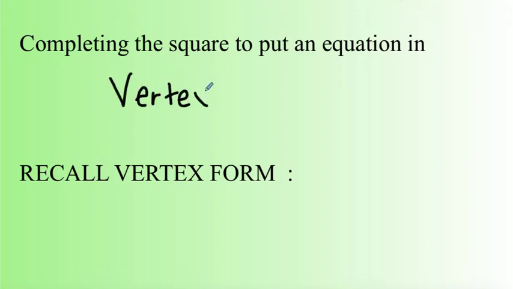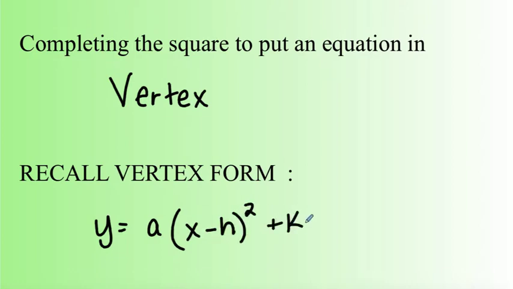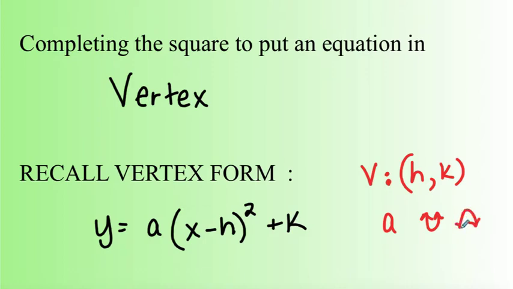Now, let's recall vertex form of a parabola is y equals a(x minus h) squared plus k. Now, remember, from this, we can see that the vertex is (h, k). And we change the sign of h, we keep the sign of k. a tells me if the parabola opens up or down. And it also tells me if it's narrower or wider than the parent function. And from there, we can graph.